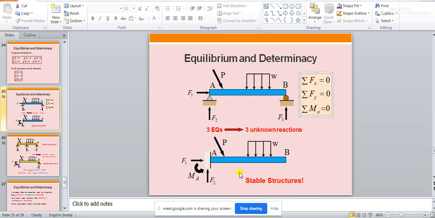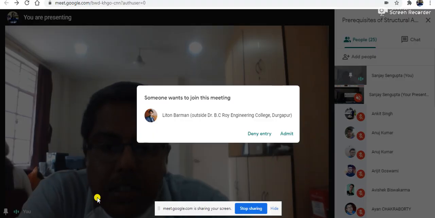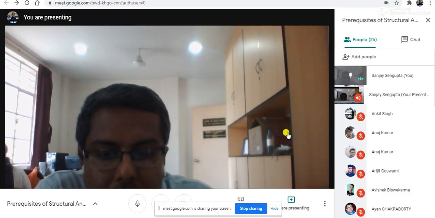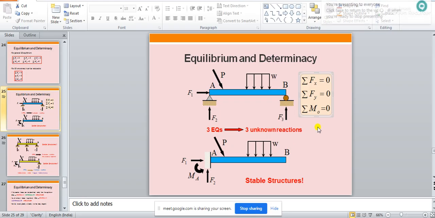Now this structure we are talking about is typically a two-dimensional structure. This is not a three-dimensional structure. So in this two-dimensional case, obviously we will have only three equations of equilibrium. You need not think about six equations of equilibrium and other things.